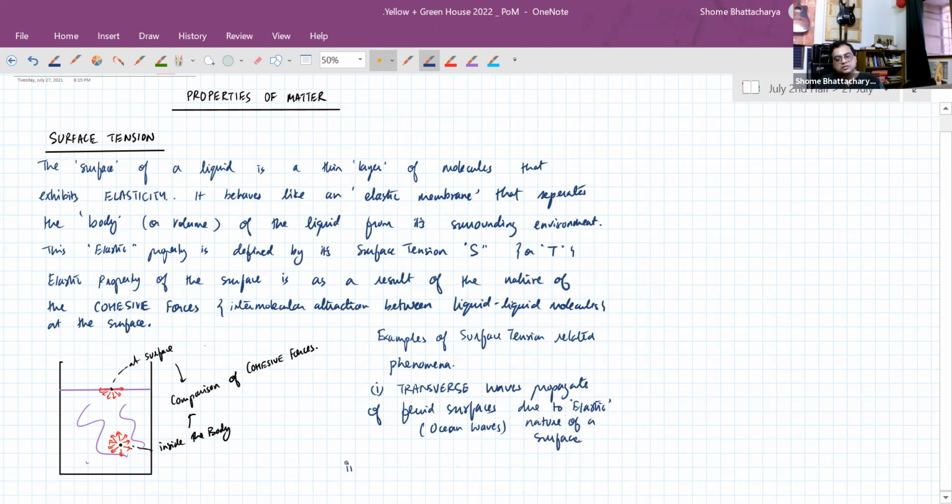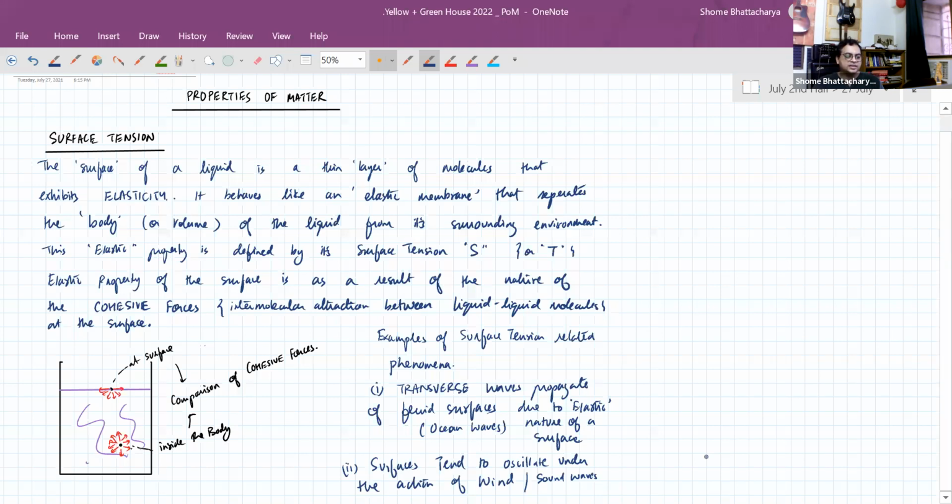You can see surfaces tend to oscillate under the action of wind or even sound waves. These are all phenomena that you observe in everyday life. They are all a result of that property of surface tension, which gives the surface elasticity.